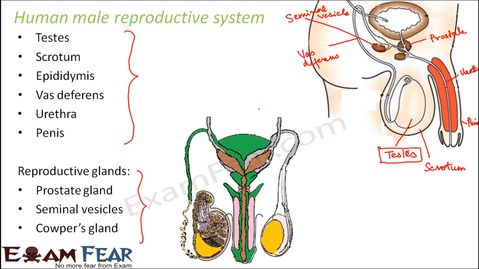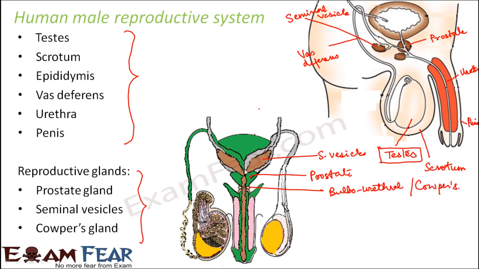Here you have the seminal vesicle, these brown colored structures. They are the seminal vesicles. They also exist in pairs. These green colored structures are the prostate gland. This also exists in pairs. And you also have two small glands just below the prostate gland, which is the bulbourethral gland, also known as the Cowper's gland. These are the three reproductive glands which are located in this area.